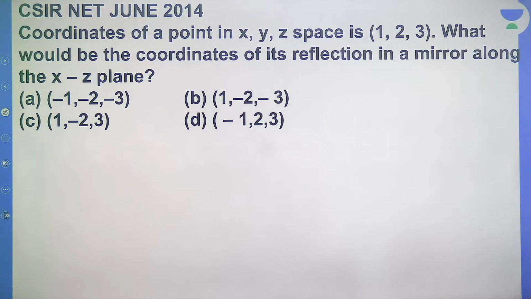Try it, all of you. B option, C option. You can see in the chat. All of you try.